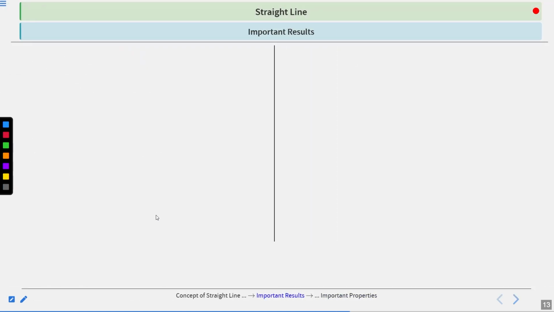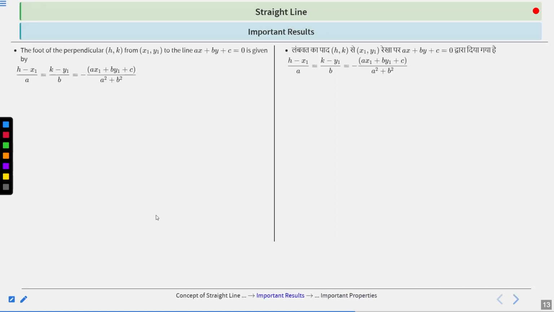Now let's see some important results. The foot of perpendicular (h, k) from (x1, y1) to the line ax plus by plus c equal to 0 is given by this equation: h minus x1 upon a is equal to k minus y1 upon b is equal to negative of (ax1 plus by1 plus c) upon a square plus b square, where h and k is the foot of perpendicular from (x1, y1).